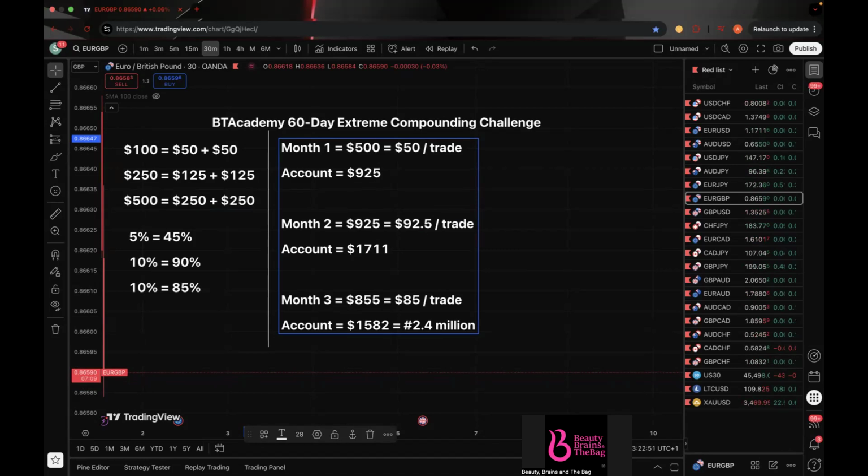Then month three, we have 1,711. They'll be risking $171 per trade, times 1.85, which gives $3,165. Convert that to Naira times 1,530, and that'll be about 4.8 million.